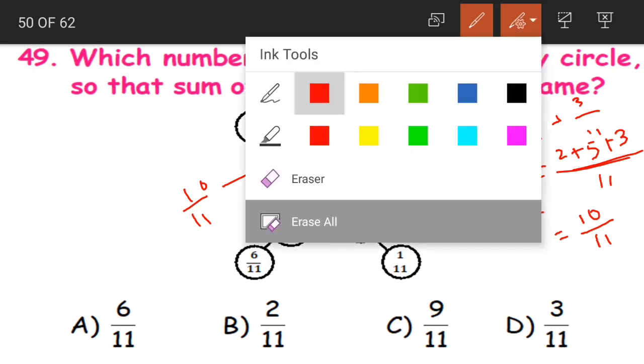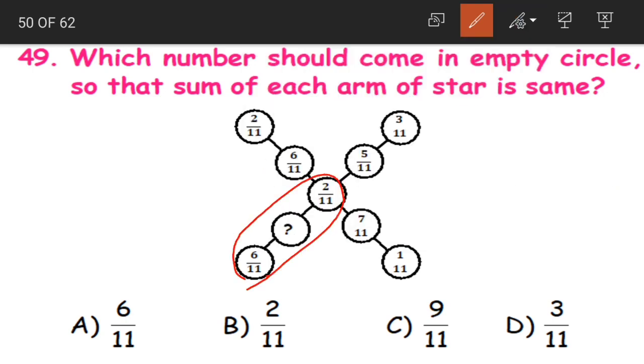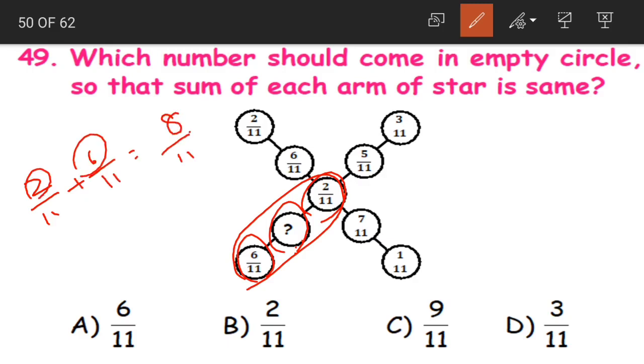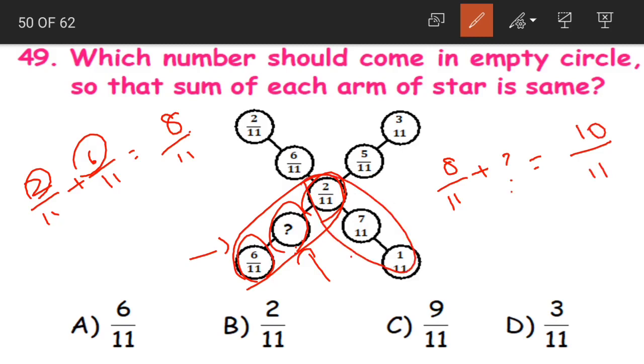Now when it comes to this arm, here we are having only 2 fractions. The third fraction is missing. 2 by 11 plus 6 by 11 is equal to how much? 8 by 11. 2 plus 6 is equal to 8. But the total sum should be equal to 8 by 11 plus 1 fraction is missing. And the total sum should be equal to what, children? 10 by 11. Yes, the sum of each arm is 10 by 11.